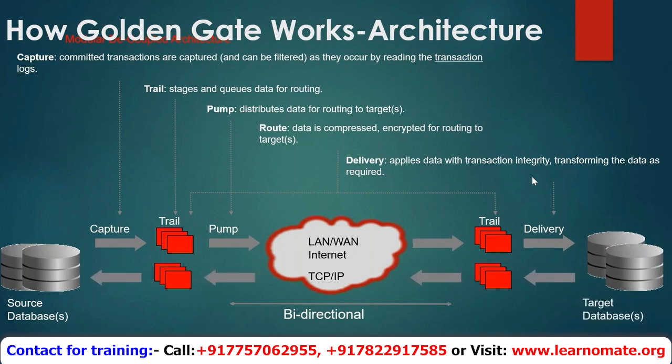GoldenGate also works in a bidirectional environment. A bidirectional environment means both sites will be live. The application can be connected to site A or site B, and it will replicate the data to the other site. So if any transaction comes in on site A, it will be replicated to site B. Similarly, whatever transactions are written on site B will be replicated to site A using Oracle GoldenGate.